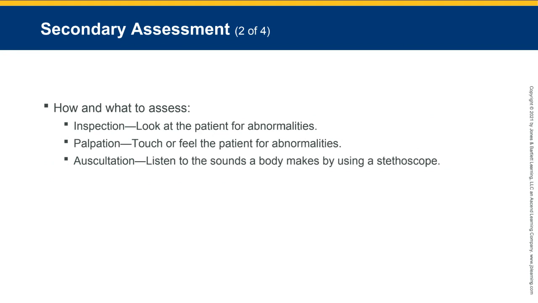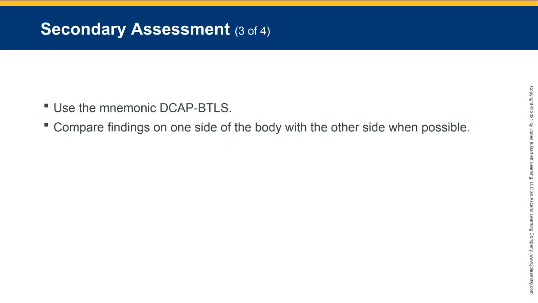Now, how and what to assess? We will use inspection, look at the patient for abnormalities; palpation, touch or feel the patient for abnormalities; auscultation, listen to sounds the body makes by using a stethoscope, the best way to listen to lung sounds. You will use the mnemonic DCAPBTLS. This is something that I would expect you to know the meaning of at this stage. Compare findings on one side of the body with the other side when possible. So, bilateral.